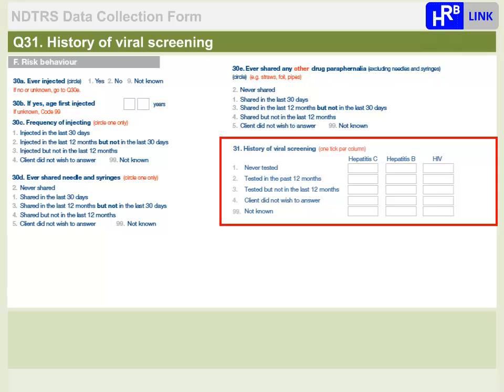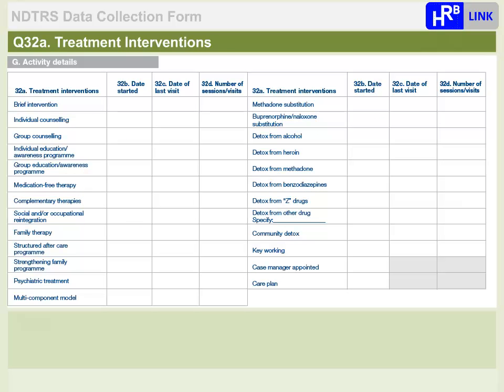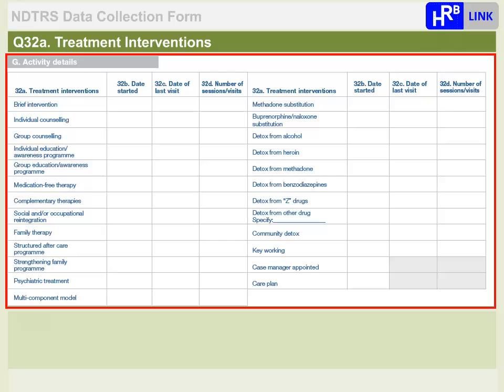Question 31, history of viral screening. This is a new question that should be asked of all service users and not just those who have previously injected.